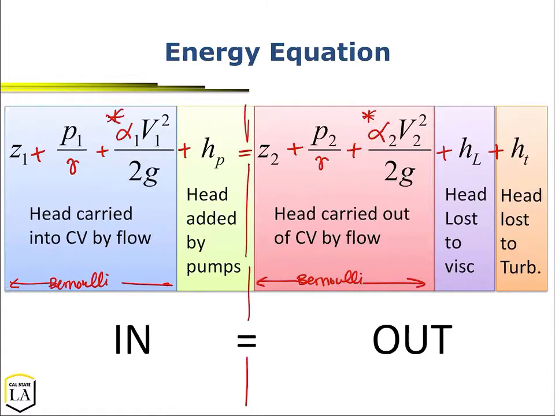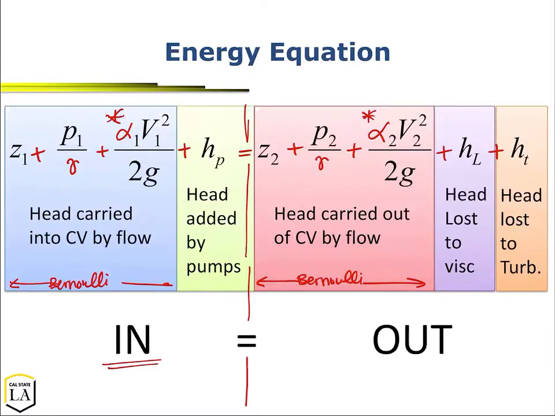Everything on the left-hand side of the equal sign is considered energy into the system. So in addition to our elevation head, our pressure head, and our velocity head, we also have this head added by pumps. That's again energy into the system. Pumps add energy into the system so that we can have that extra elevation gain when needed.